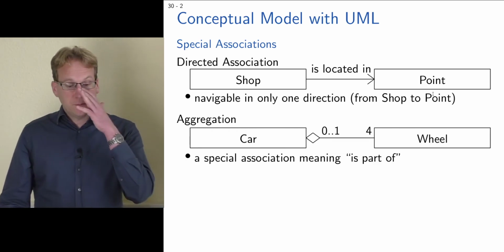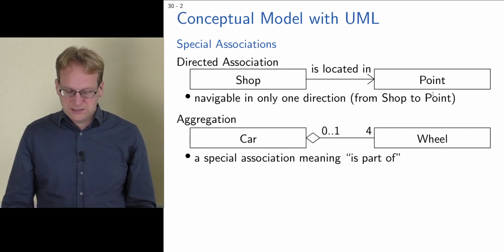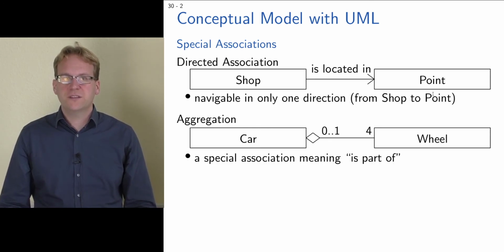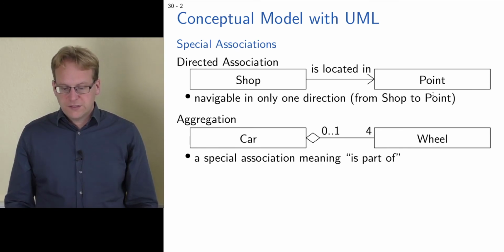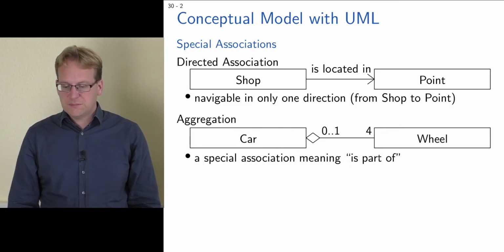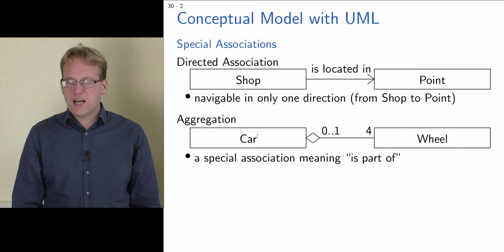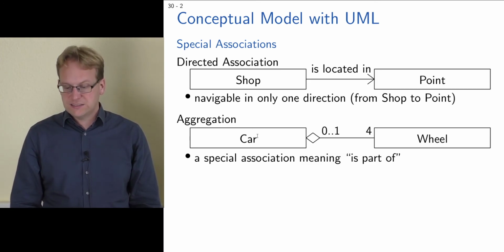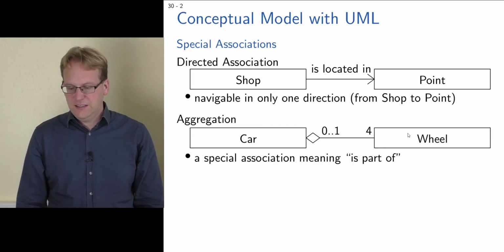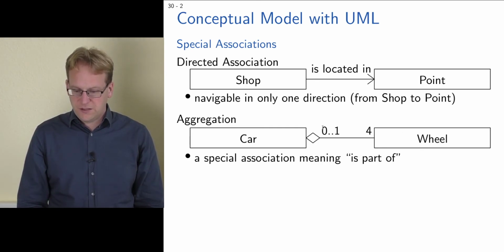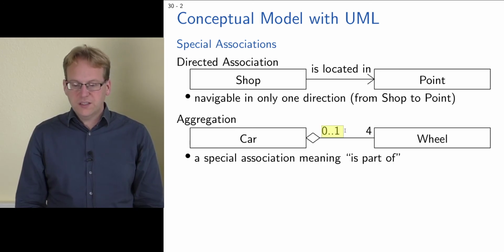Then there's one special type of association which simply occurs so often that it deserves its special symbol. And that is the aggregation, meaning just "is part of". So it's a special association, meaning "is part of". And well, we have maybe a wheel and a car, both modeled as a class. And now we have an association connecting these two classes, saying that every wheel is part of 0 or 1 car.